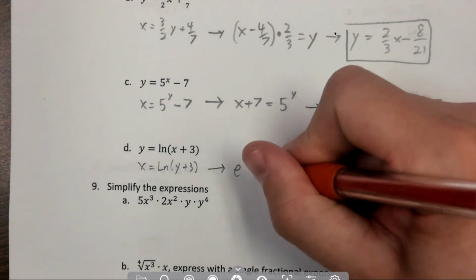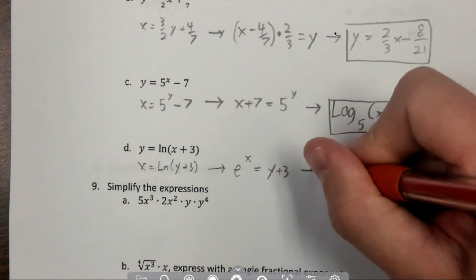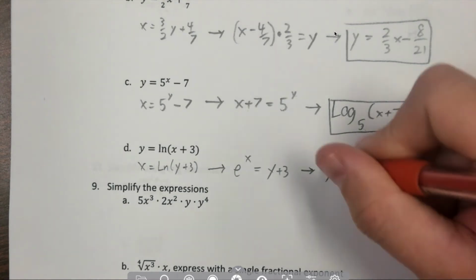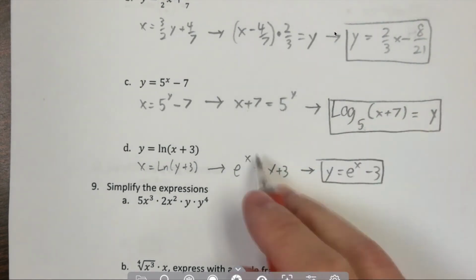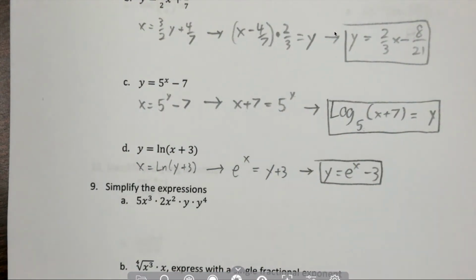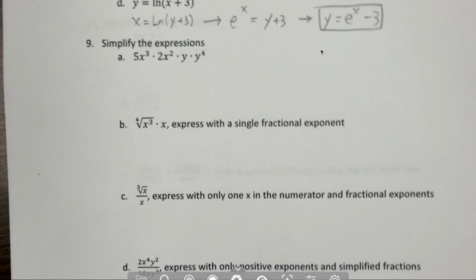So we have e to the x equals y plus 3, which means our inverse function is e to the x minus 3. Understanding how logarithms and exponentials can switch forms and be equivalent, that is super, super important in calculus. And we'll do more logarithm review before we truly dive in to all of calculus.